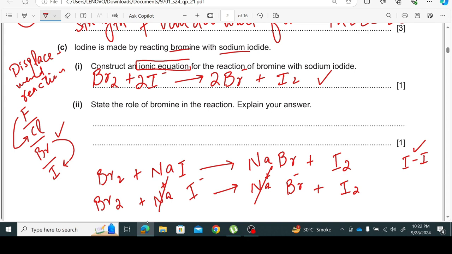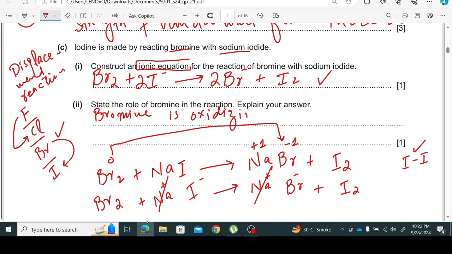Now the role of bromine in this reaction. Any element written in independent form has an oxidation state of 0. So here bromine is 0, but in the product it is negative 1, and sodium is positive 1. So going from 0 to negative, it is being reduced. When something is being reduced, it is an oxidizing agent. So bromine is working as the oxidizing agent.